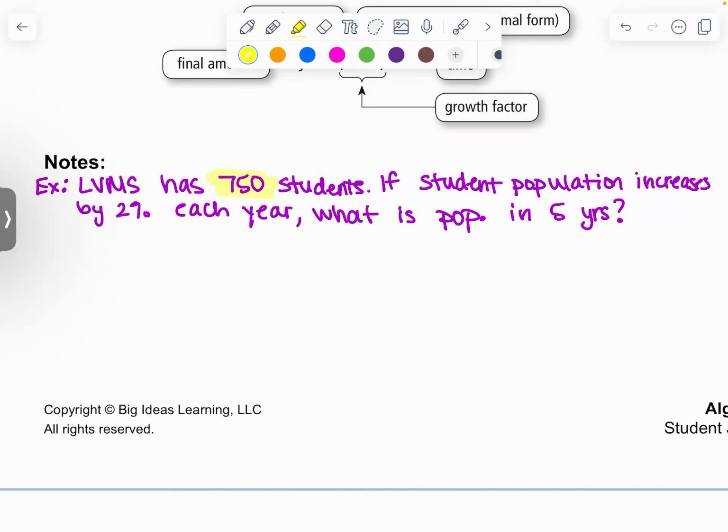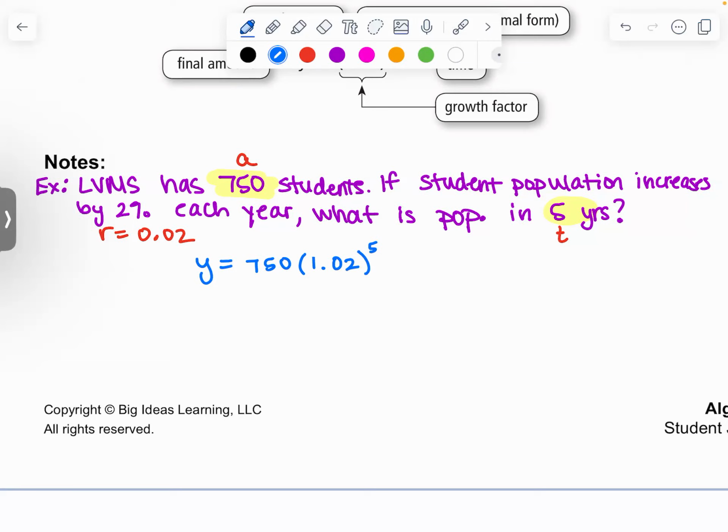750. What letter is that? What variable? Nope. A. 5 years. What letter is that? T. Is R 2? No, it's 2%. So R is? So what we're doing is we are taking y equals A times 1 plus R to the 5th power.